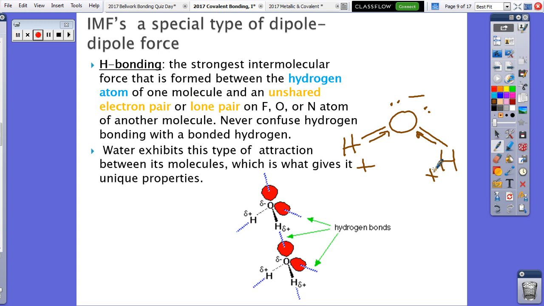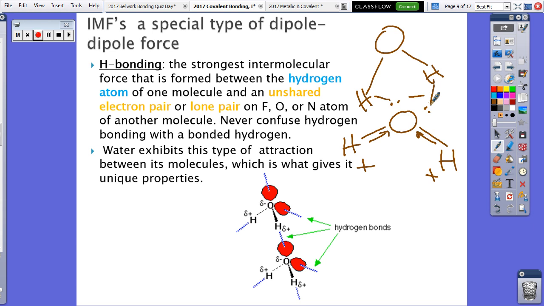So hydrogen on another water molecule that already has a little bit of a positive charge loves that side of oxygen. So if I had another water molecule, these hydrogens love those lone pairs, okay? That attraction between the bonded hydrogen, the one that's attached to an oxygen in water, and the lone pair on oxygen is called a hydrogen bond.